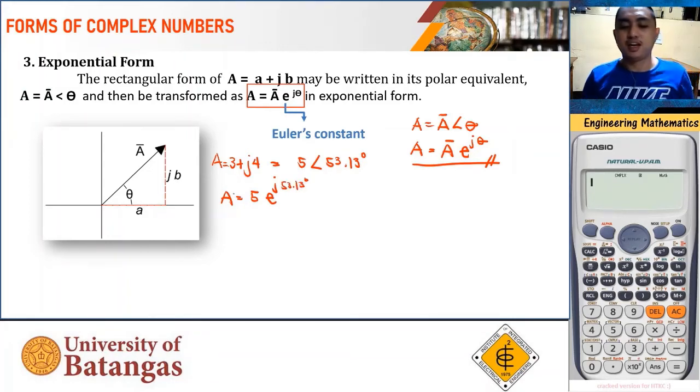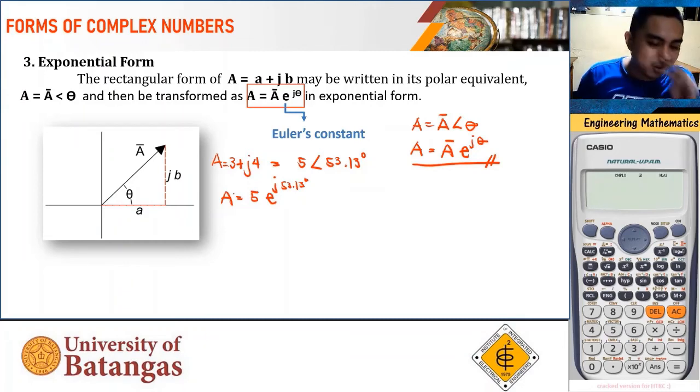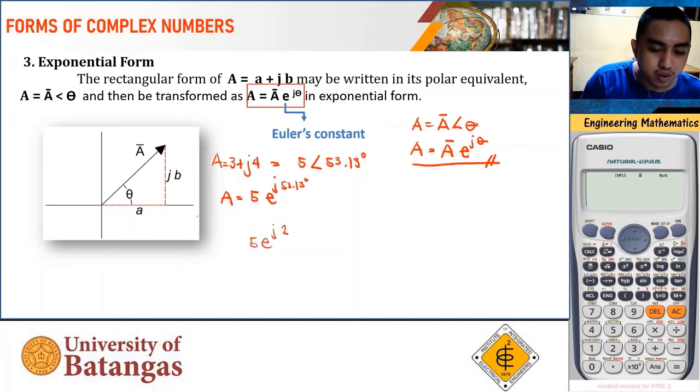Ganun lang kasimple. Okay, so lagi niyong tatandaan na may pagkakataon na hindi nakalagay yung ating degrees dito. So, kapag nangyari yon, kapag walang degrees dito, ibig sabihin, naka-radian yan. Okay, halimbawa, kung nakalagay ay 5 e raised to j2. So, ibig sabihin yan, yung 2 natin dito is naka-radian.